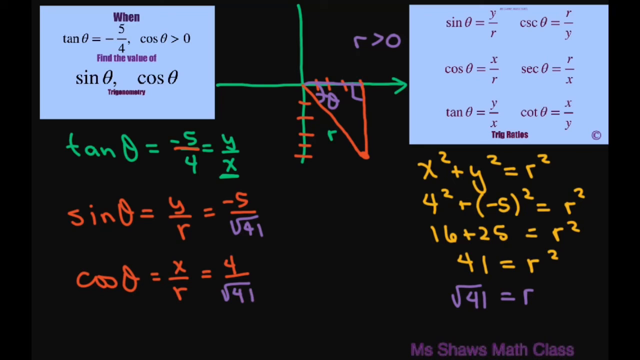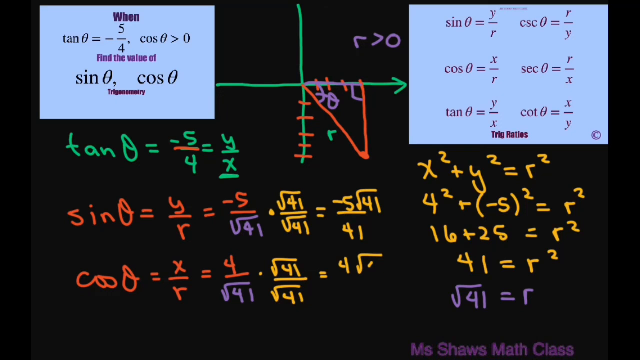Now, usually they don't like you to leave a radical in the denominator, so let's just rationalize these. So that means you just multiply the numerator and the denominator by square root of 41. That gets rid of the radical in the denominator, because this is just going to give you 41 in the denominator. So you have -5 square root of 41, and this one's going to be 4 square root of 41 divided by 41. So these are your two answers here.